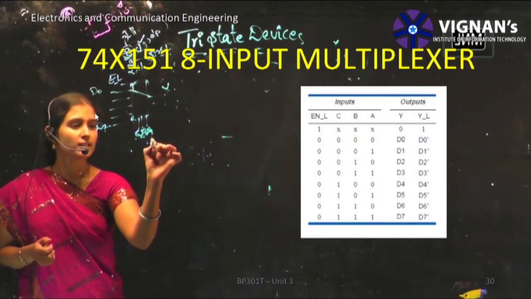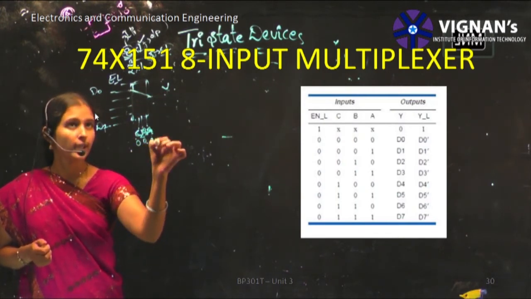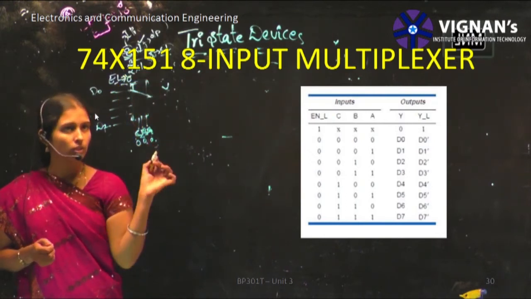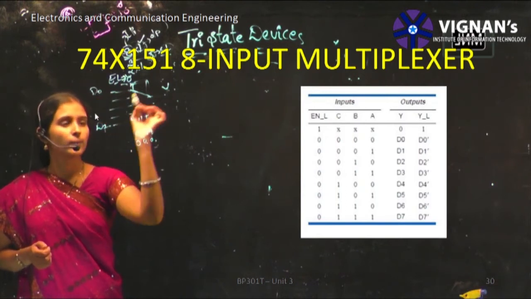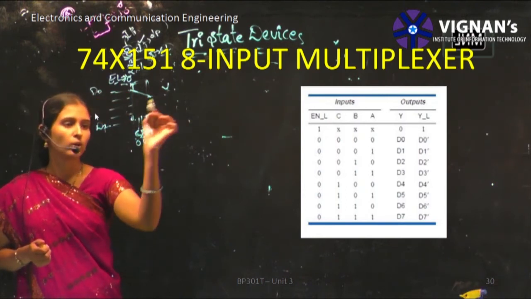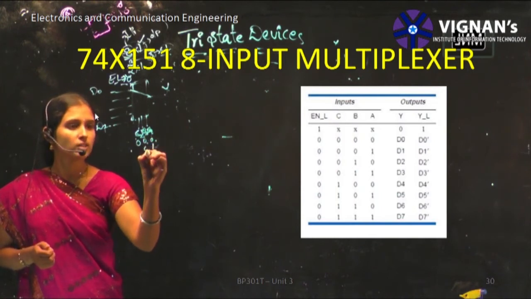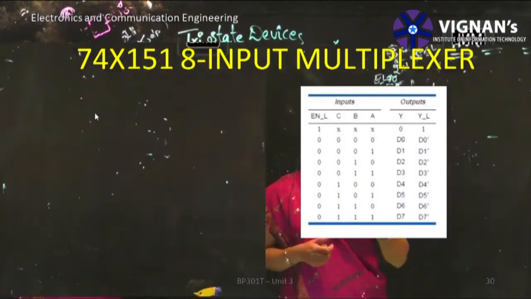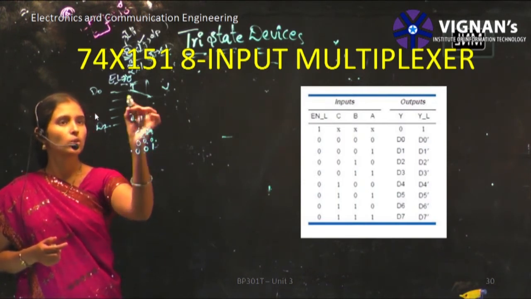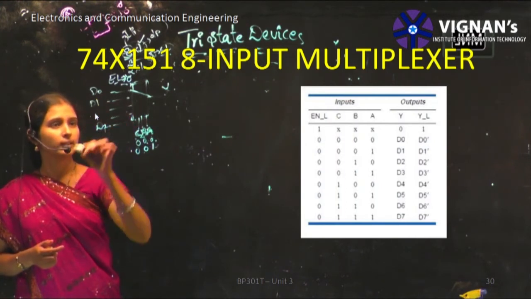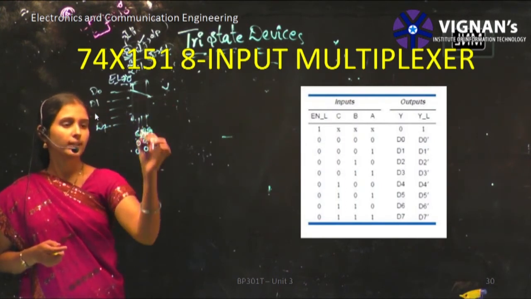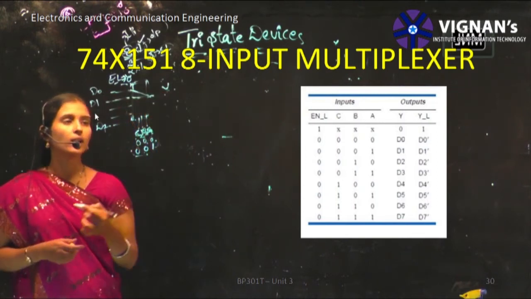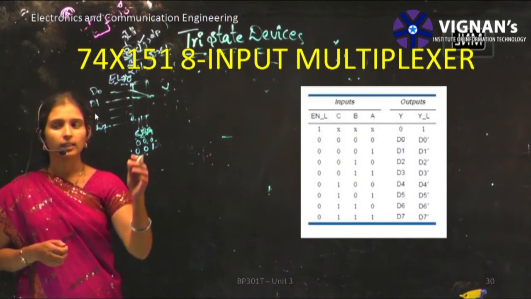So suppose we consider A, B, C as 0, 0, 0, and the enable input is also active low, that is, the enable input is 0, then D0 will be accessed by your output. If I provide selection lines as 1, 0, 0, what happens? D1 will be connected to your output. So that is your truth table.